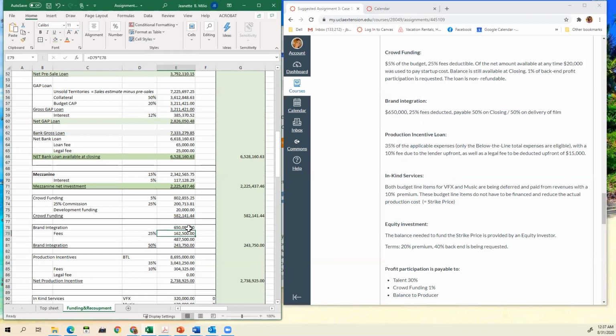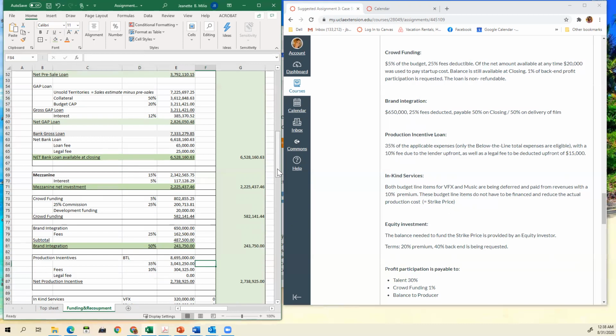Goodbye. And then there is a fee due of 25%. So it leaves us with a subtotal. I should probably write it down here. Subtotal of 487, of which we will be getting 50% at the moment we are closing our movie, and then the other 50% will come later. So right now we get 243,750,000 because the brand integration company, advertising agency, will release only 50% on closing and will release the other 50% when the movie is finished.